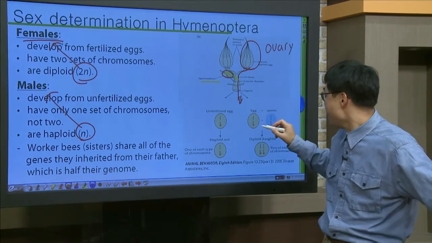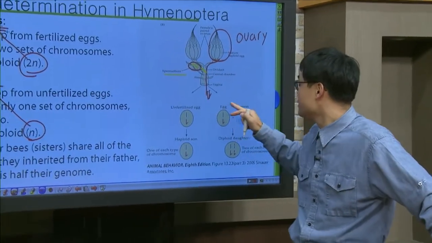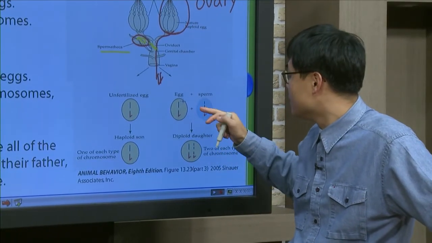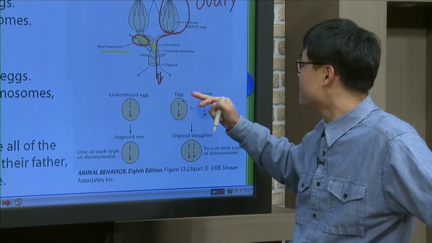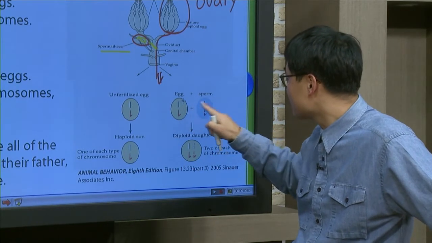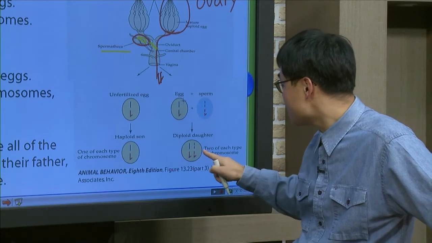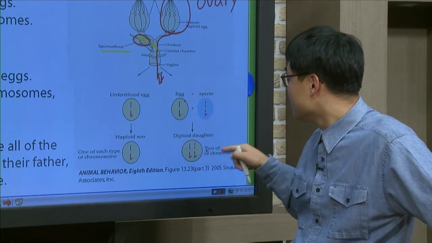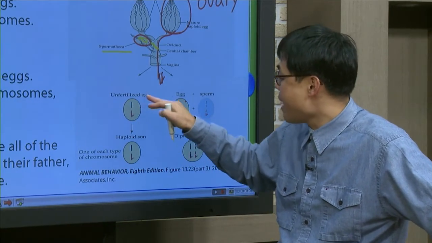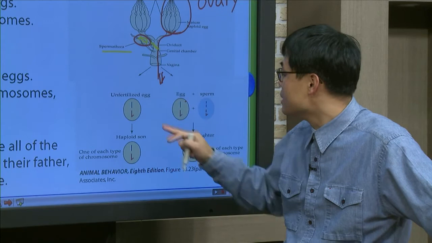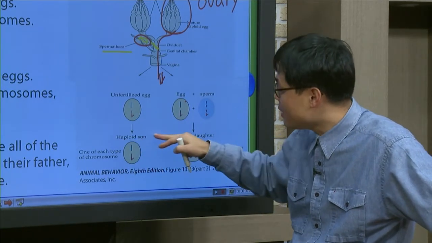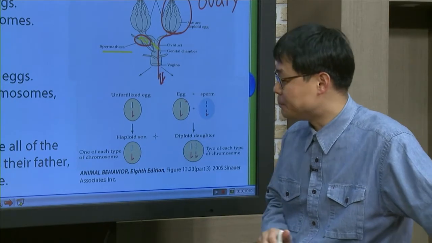So here, this is a typical egg, and this is blue and red. This is the one set of chromosomes from the egg, and this dotted line is from the sperm. Again, these two are fertilized, and you have two sets of chromosomes. It's called diploid. Then you become female. And this is the egg. Again, this is a chromosome, and it's not fertilized with the sperm like this one. Then it's only haploid. It becomes a son.